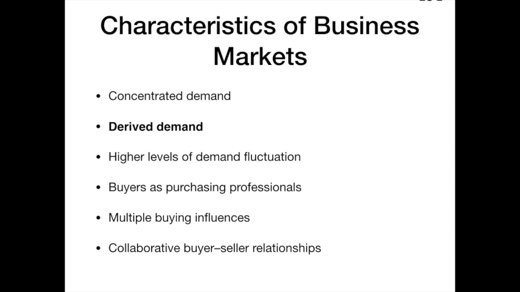There's also a higher level of demand fluctuation within business buying situations. The demand is more volatile because it relies on that consumer demand. And fluctuation means that business markets must be reactive in their manufacturing and operation processes in order to be able to meet that demand. And these fluctuations can be surprising and unanticipated.